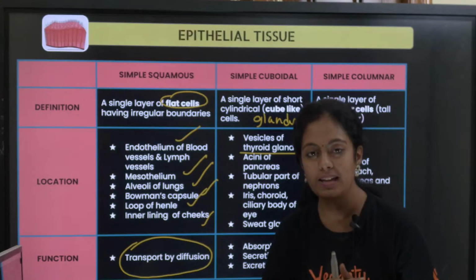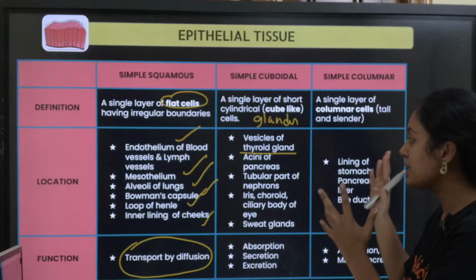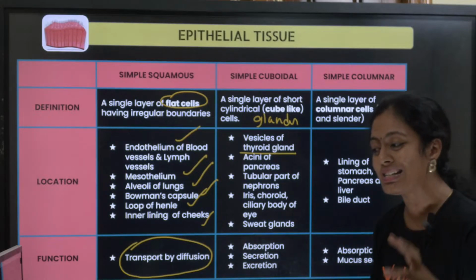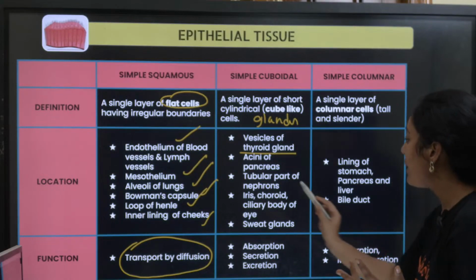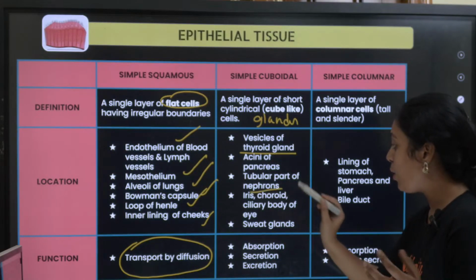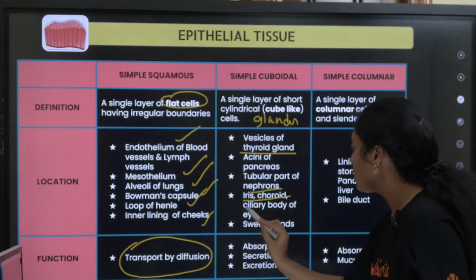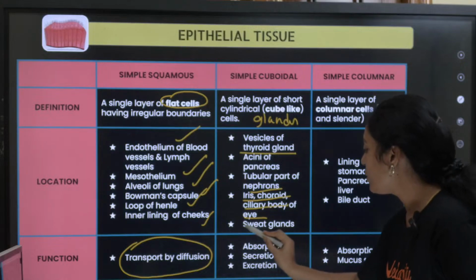Okay, great, super, thanks. So we were looking at three types of epithelium: simple squamous, simple cuboidal and simple columnar. This cuboidal epithelium is present in your glands and ducts. We were talking about that. It's present in the tubular parts of your nephron. It's present in your eyes also, guys. It's present in your iris, choroid, ciliary body of your eyes and it's also present in your sweat gland.